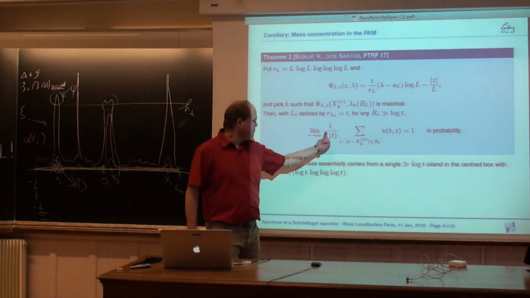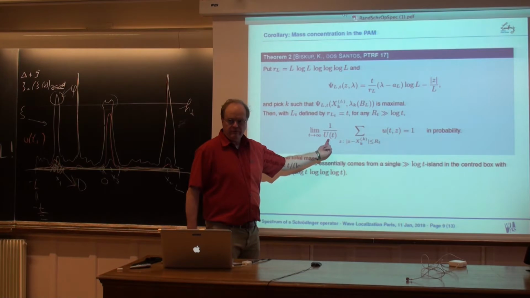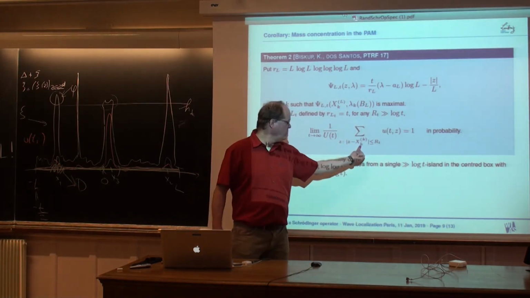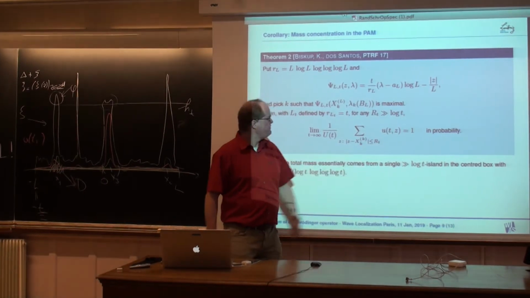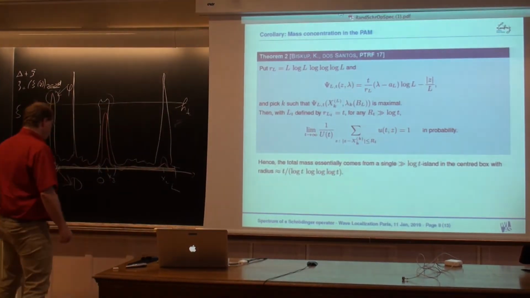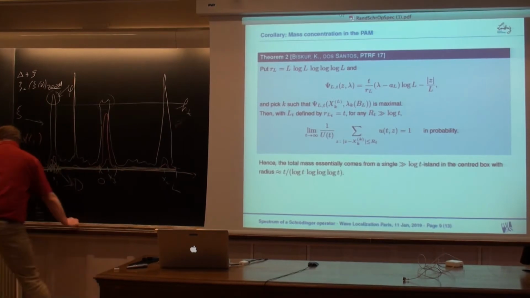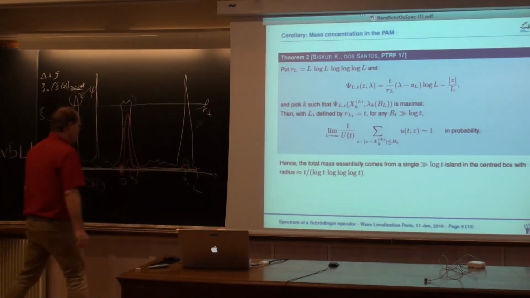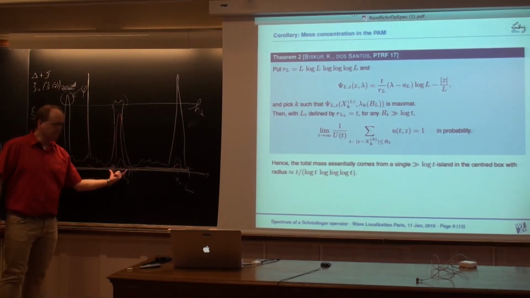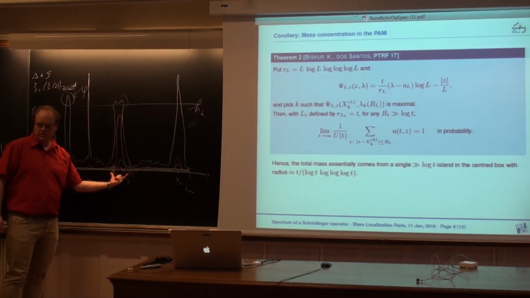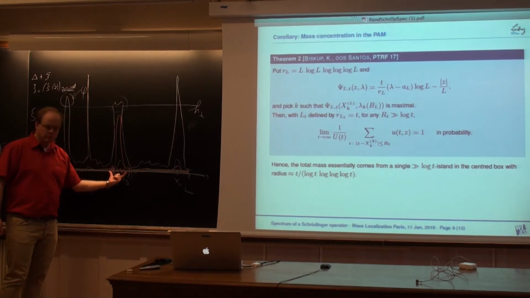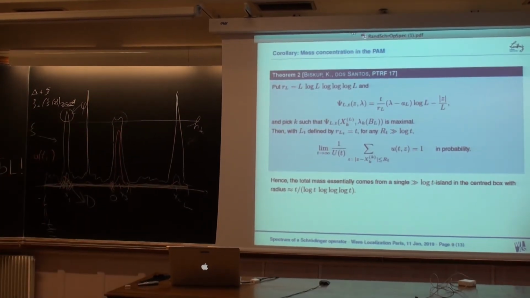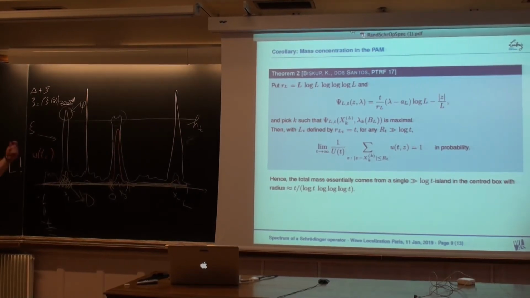Then the total mass, 1 over u of t is the total mass of everything, and here I take only the sum of the u's in the neighborhood of the optimal x_k. This is what I have here. So the partial mass coming from some island is asymptotically the same as if I would sum the u over everything, as I announced. So that's just a formulation of it.